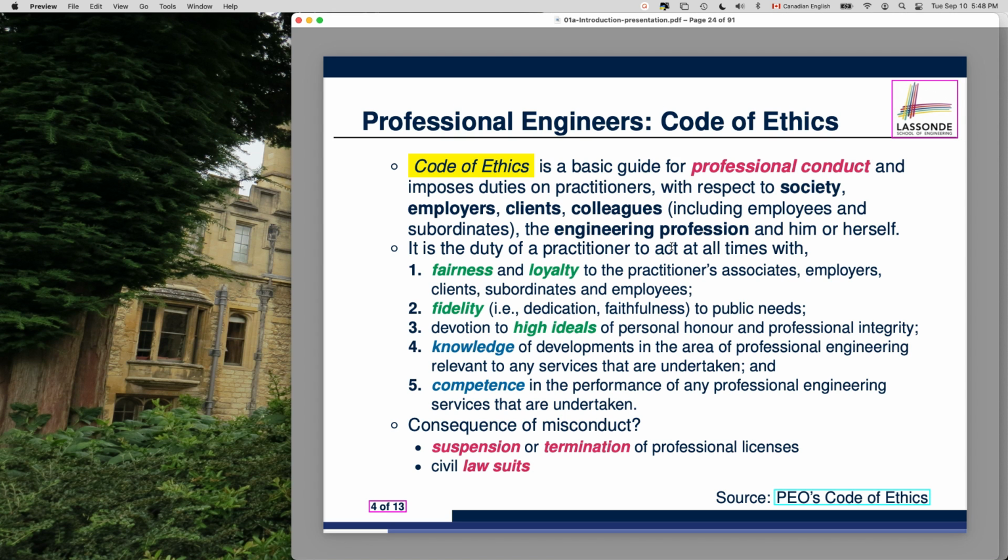If you're interested, you can also explore a little bit further. Here's the link. Every province has its own institution for licensing. PEO is just one example, for Ontario. For example, Saskatchewan also has an institution there as well, right?